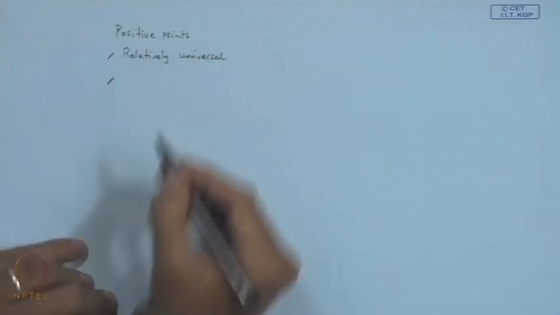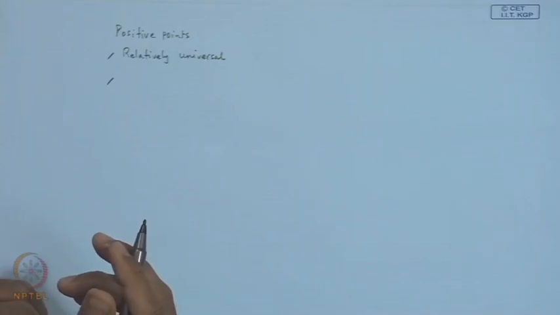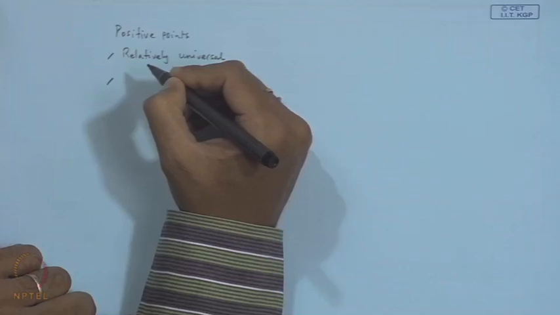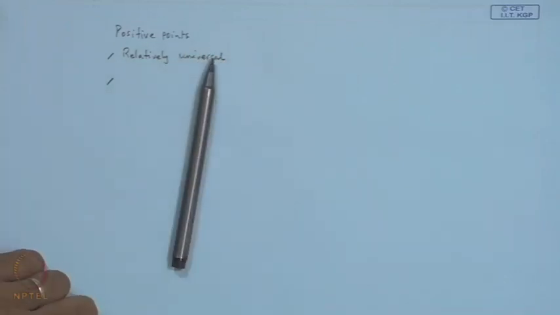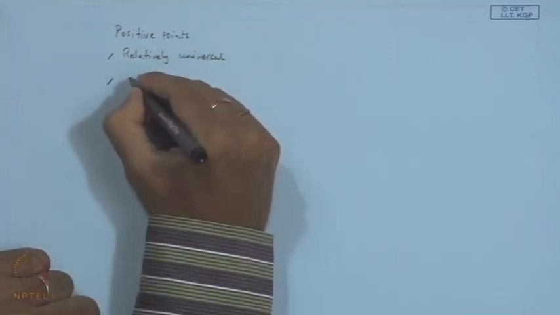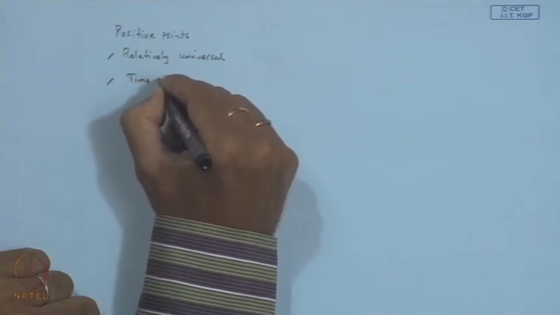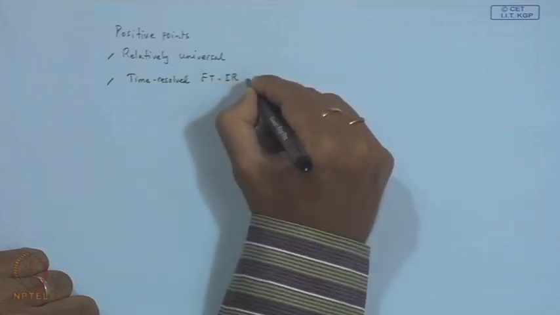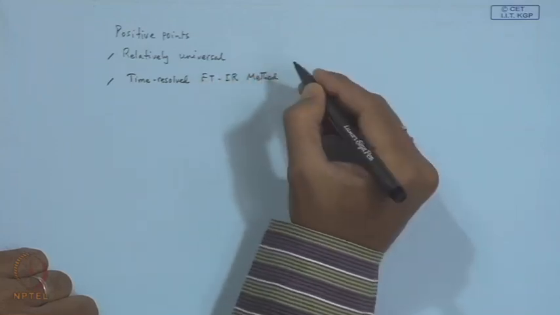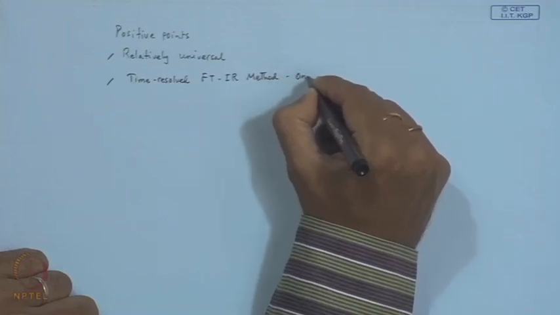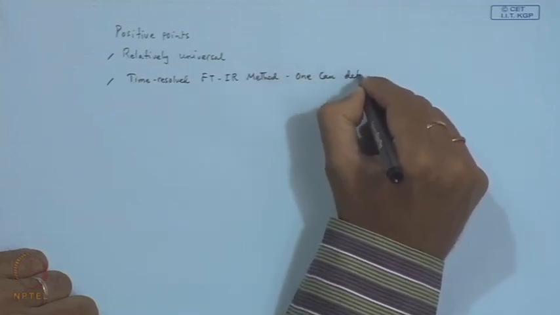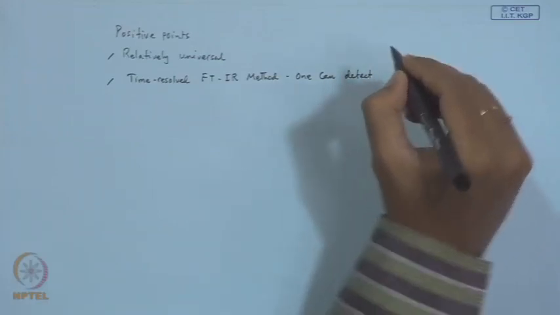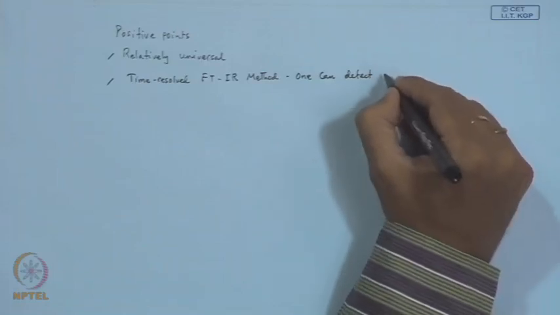Okay. Next, IR emission can be detected by time resolved FTIR techniques. Okay. So by means of the time resolved FTIR method, one can detect those IR photons.